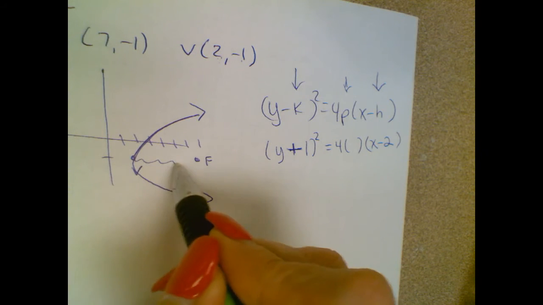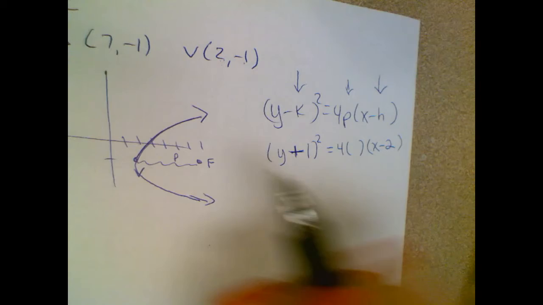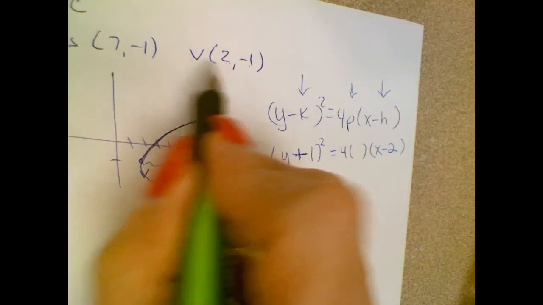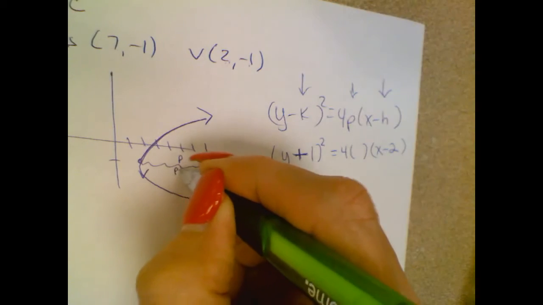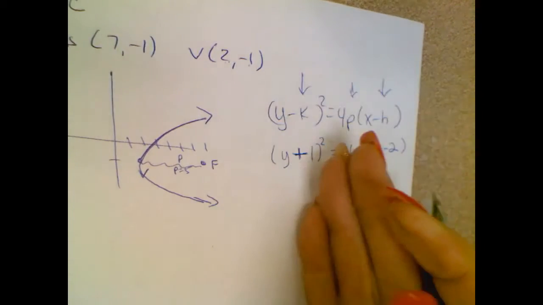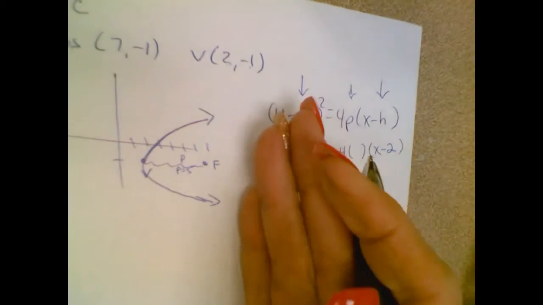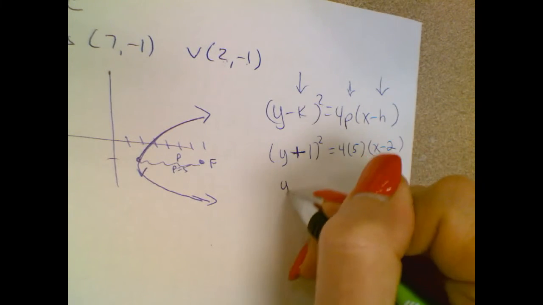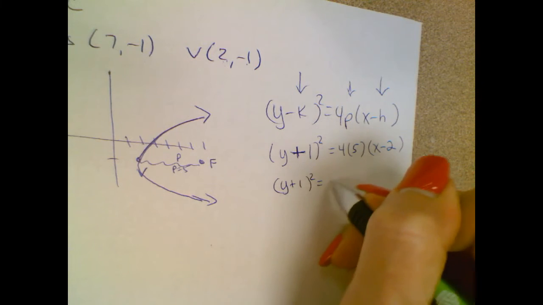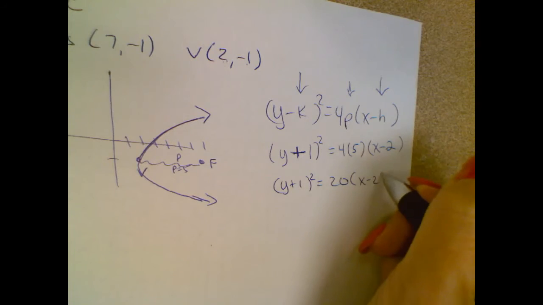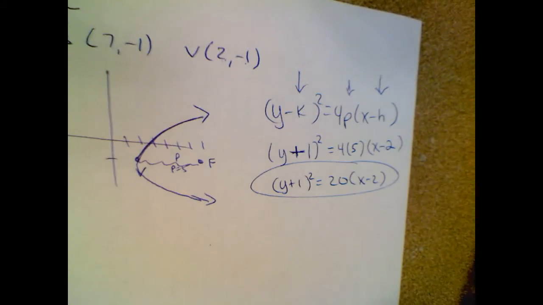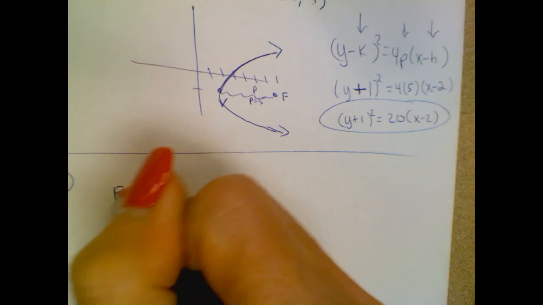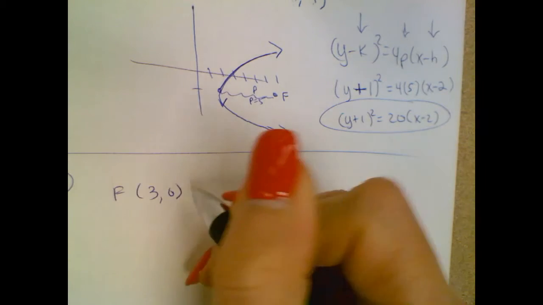This right here is your p. So count. What is that? Or just look. Between 7 and 2, what's the difference? It's 5. This p is 5. And since it's opening right, it's positive 5, not negative 5. If it was going left, it would be negative 5. So we're going to put a positive 5 in there. So your answer is (y plus 1) squared equals 20 times (x minus 2), and you're done. Wasn't that easy?